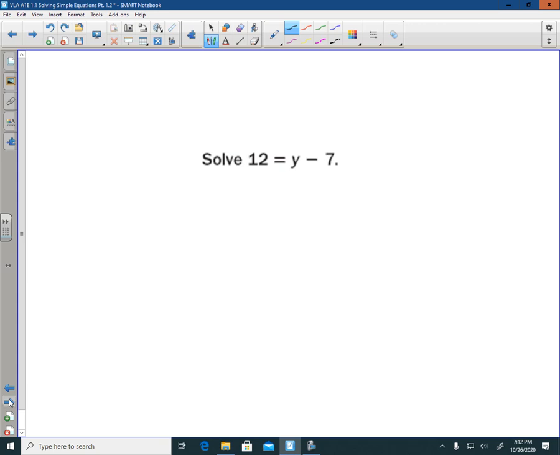Okay, what about this one? 12 equals y minus 7. Now this equation looks different, there's different things going on, and that can be really intimidating. But if we remember to create two sides, create a clever cancellation, and do the same thing to both sides, we've already solved this. This goes away, we have the y on this side, and 12 plus 7 is 19. So 19 is our answer.